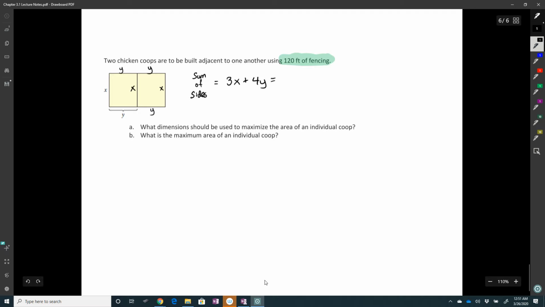Okay. So we also say, what dimensions maximize the area? Well, what's the area of a rectangle?